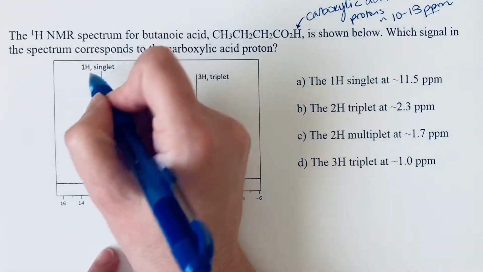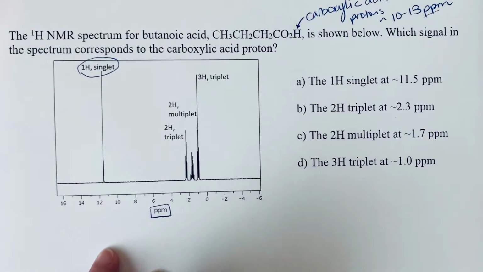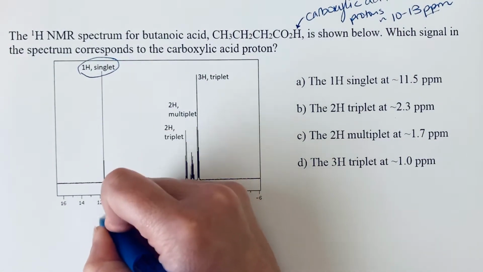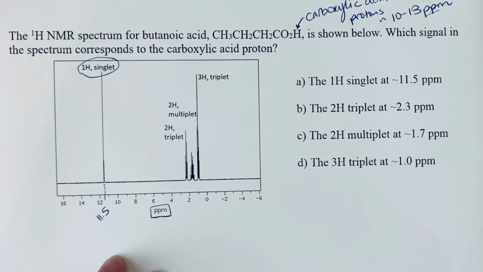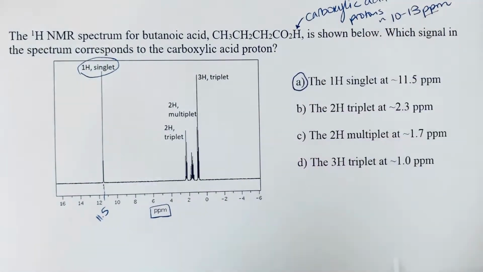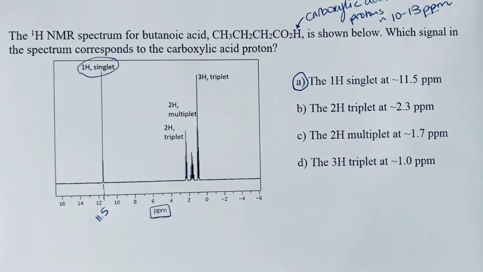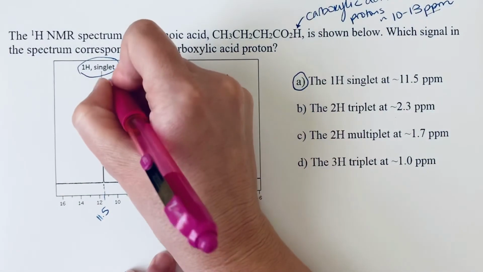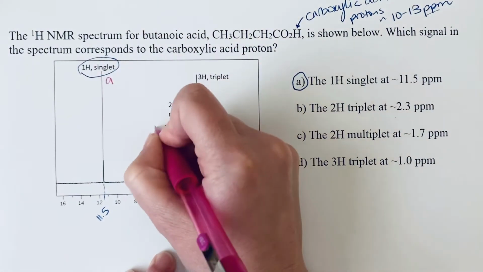So that tells us that this signal right here that looks like it's somewhere at around 11.5 is that carboxylic acid proton. Okay, so we've answered the problem. We can look at this a little bit more if we want to. So we can go and label all of these signals.